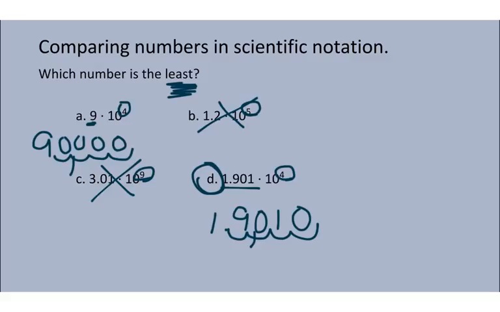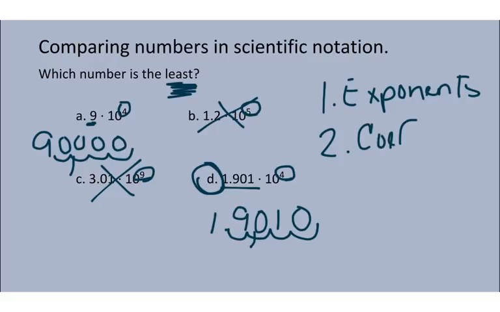1.901 times 10 to the 4th is the smallest number, the least. So what you're first going to look at is, number 1, you look at exponents. And if those are the same, then you look at their coefficients.